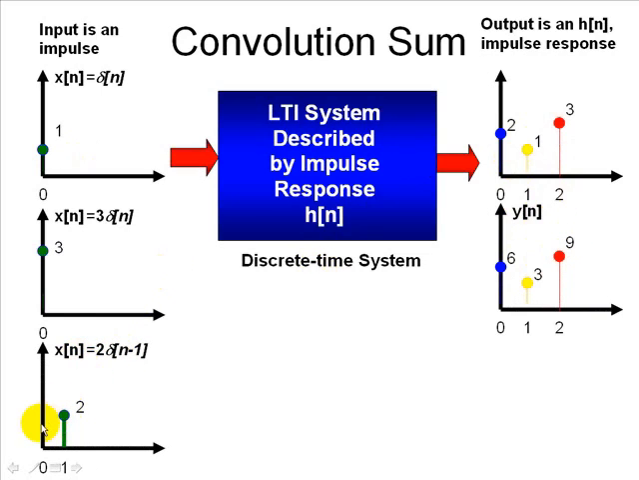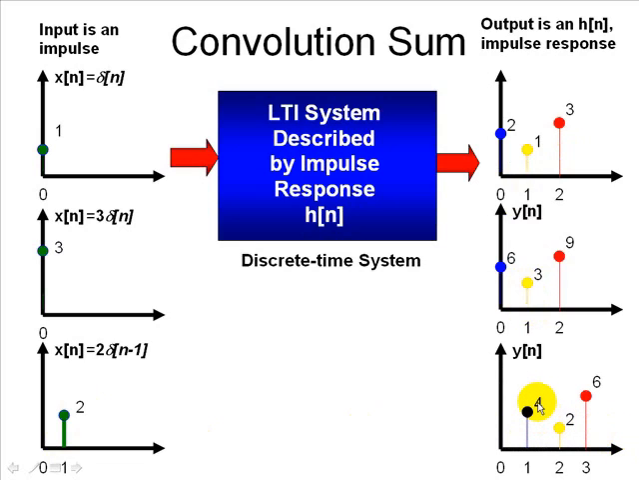Likewise, if I shift my impulse, delayed by 1, and double my input, then we have a shifted output right here, which is also doubled. So it's shifted by 1 and doubled. That's what we mean by time invariance.